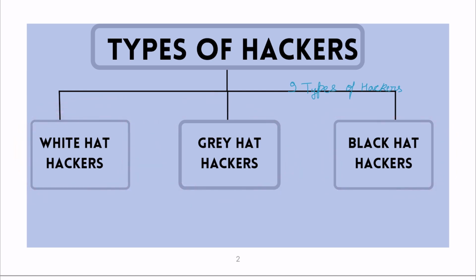First of all I will start with white hat hackers. These are the hackers that work with the government for government gain. They only hack when they have permission. For example, if the police want to catch a thief, then they will take help from white hat hackers to hack his system and get the details of the victims and all.